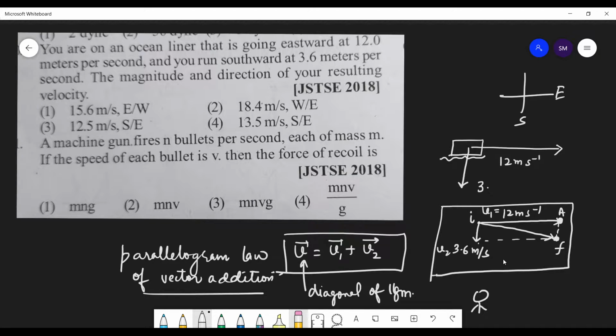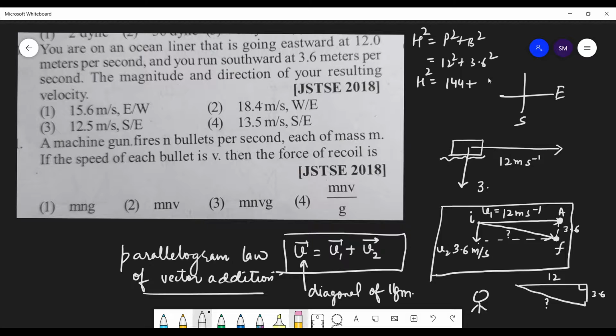So what will be the length of this diagonal, students? This side is 3.6 meters and this is 12. So how much will this hypotenuse be? Hypotenuse square is equal to perpendicular square plus base square. So that's equal to 12 square plus 3.6 square. So that's your hypotenuse square. Roughly how much are you going to get? This is approximately 144.